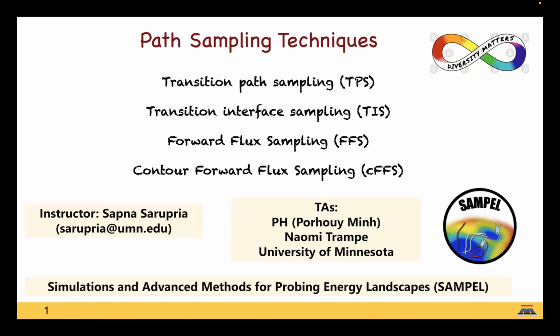Continue talking about path sampling techniques. We talked about transition path sampling and TIS, RETIS yesterday. Today, we'll talk about forward flux sampling, which I'm going to call FFS, and then contour forward flux sampling, which I'm going to call CFFS. And we'll do essentially the same strategy that we had yesterday.